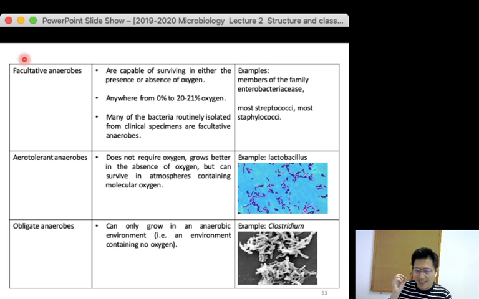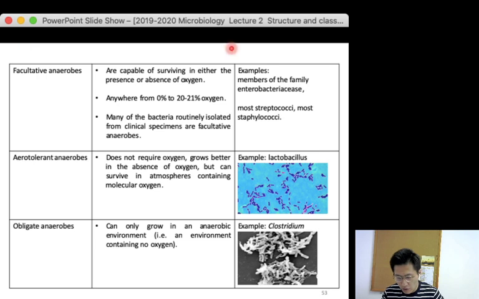So the third one is the facultative. Facultative means they are capable of living with fluctuations of oxygen from 0 to 21%. They are usually found inside the human body in various parts, such as the intestine, the blood, or some tissue, which have different ranges of oxygen. So they are flexible and can survive. This is a very common bacteria.